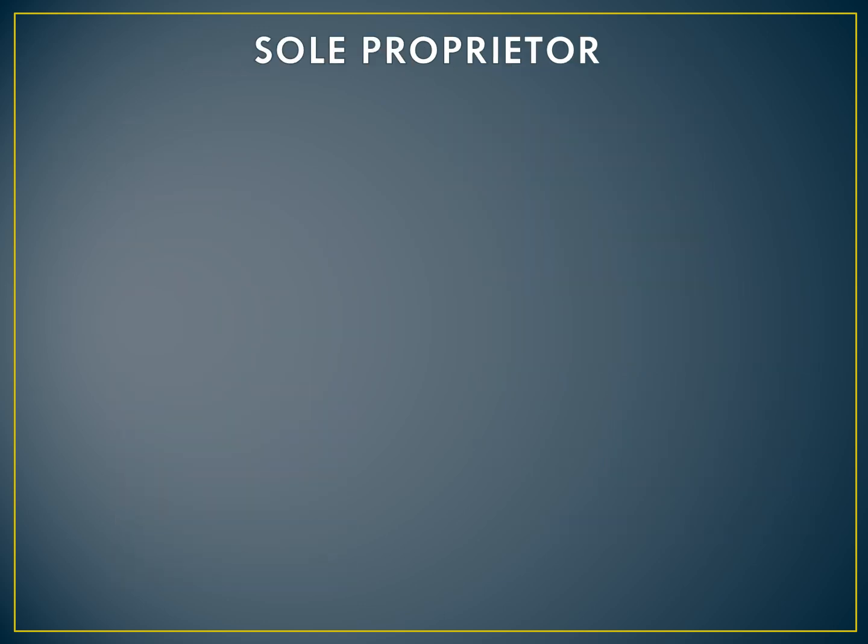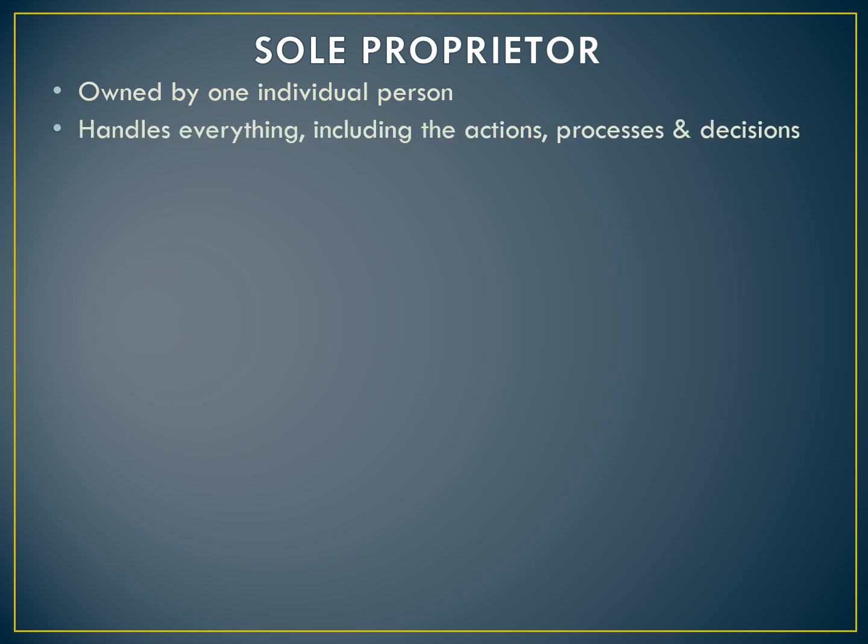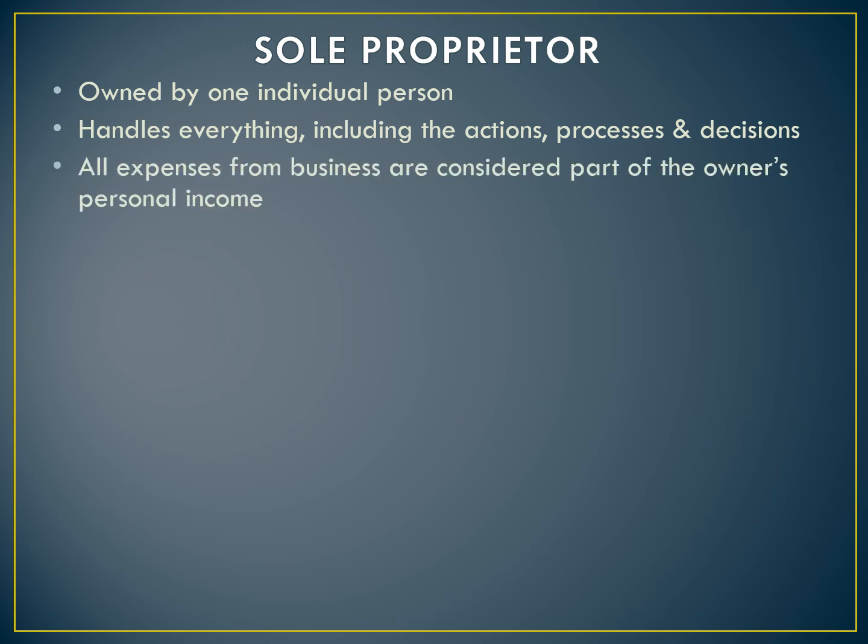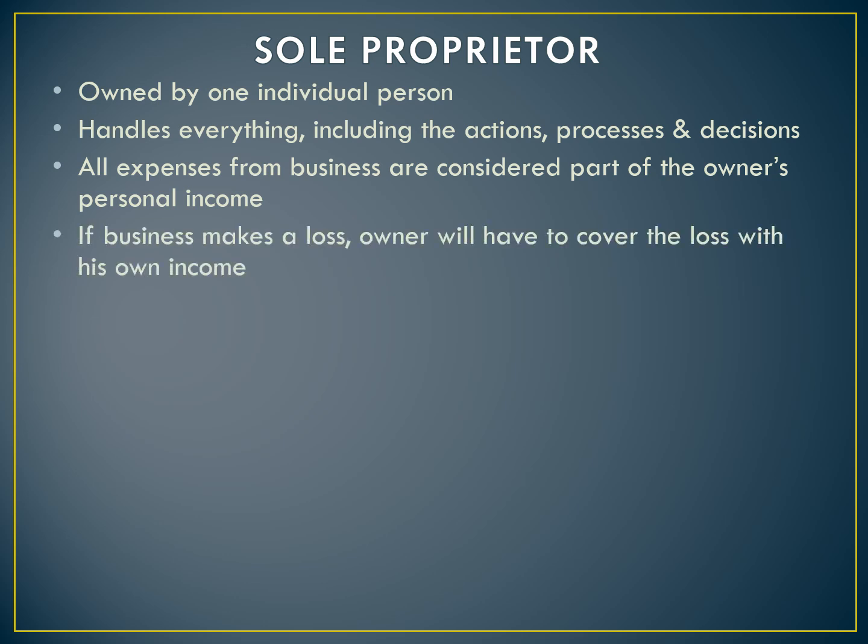Form of ownership: a sole proprietor. Owned by one individual person, so you're trading on your own name basically. You handle everything, including the actions, processes, and decisions. Since you're the only owner, you need to fulfill all of these business functions. All expenses from the business are considered part of the owner's personal income. So that's great, you get all of the profits and income. If the business makes a loss, the owner will have to cover the loss with his own income. So this is the downside of it.